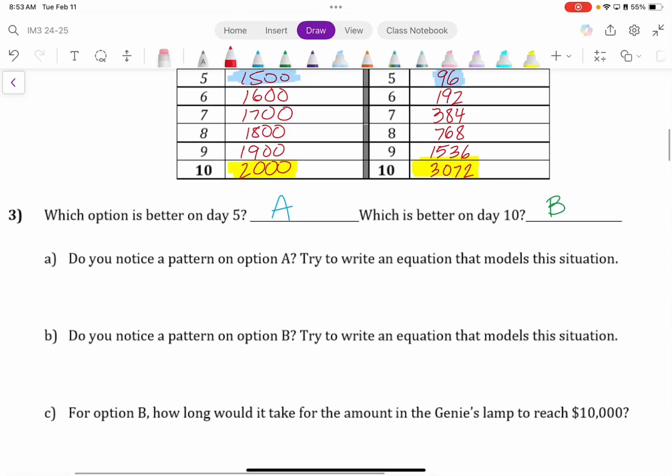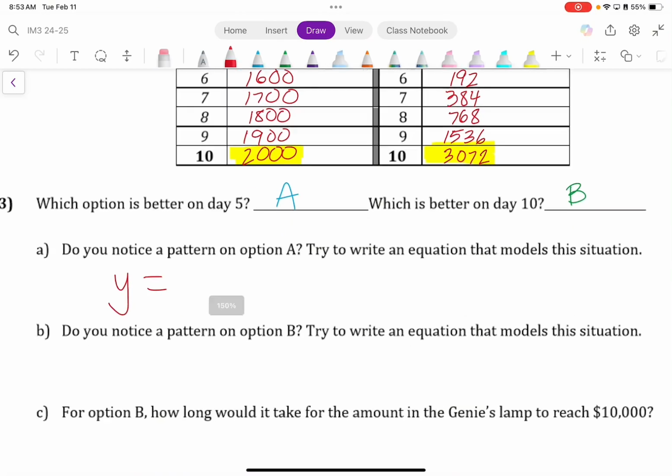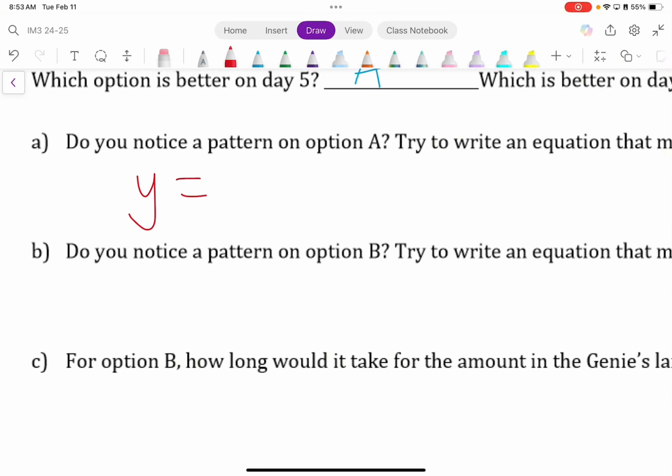Now, if we were to make an equation, this is how we would do it. Y equals your starting amount. We're starting with $1,000. Now, think about the operation that's going on. Are we multiplying 100 each day? No, we are adding 100 each day. So we would be adding 100.